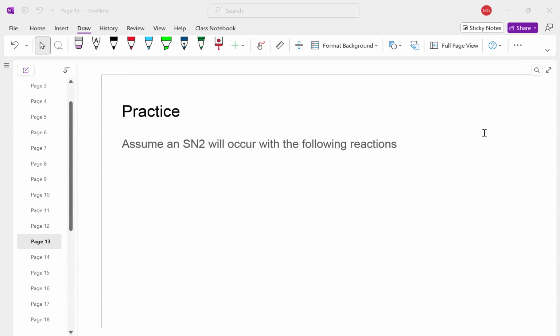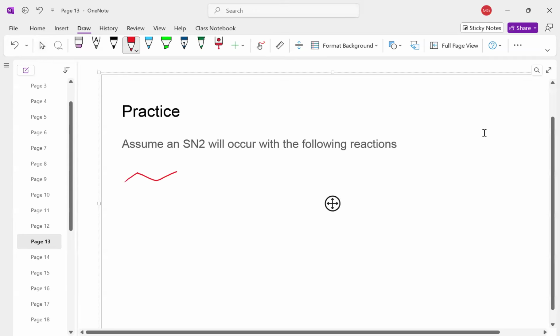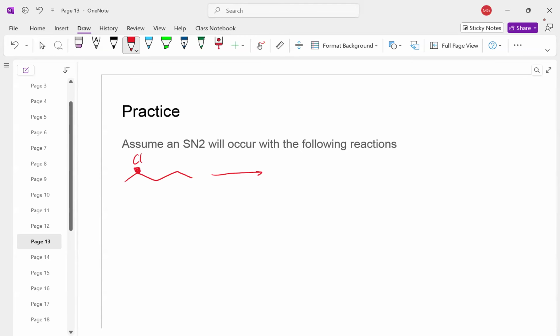We're going to do a couple of practice problems before we get really in depth into the SN2 mechanism. So the first one here, go ahead and copy this down. When we're dealing with nucleophilic substitution, you always want to identify both your nucleophile and leaving group so that you know where everything is supposed to go.